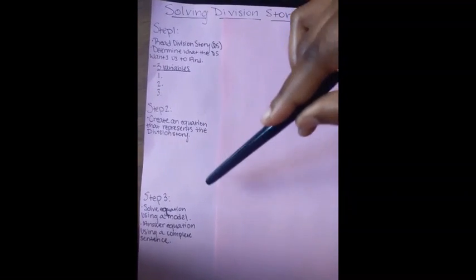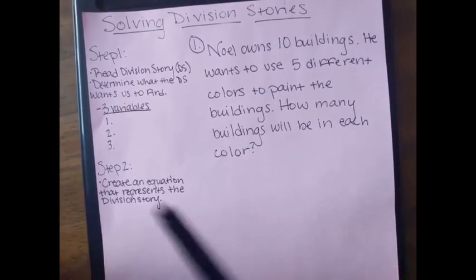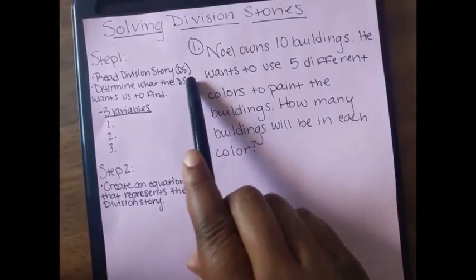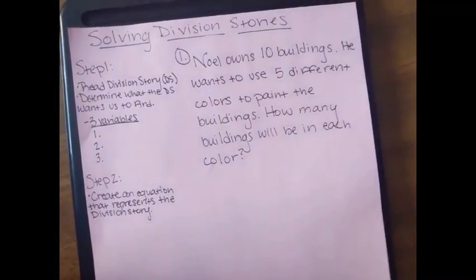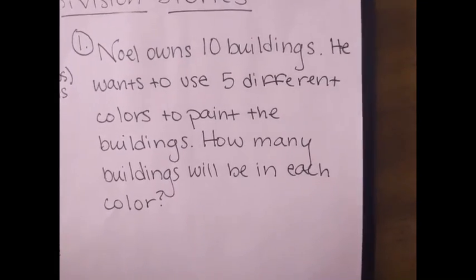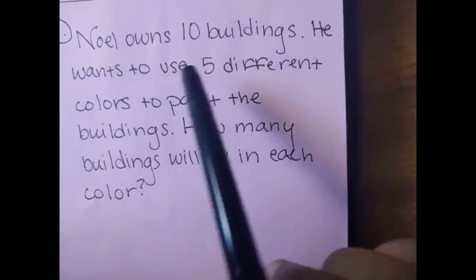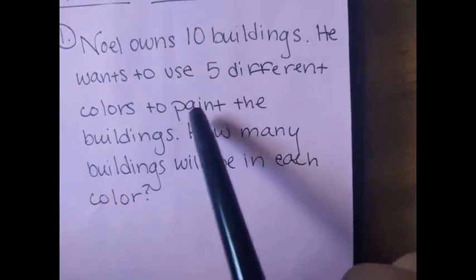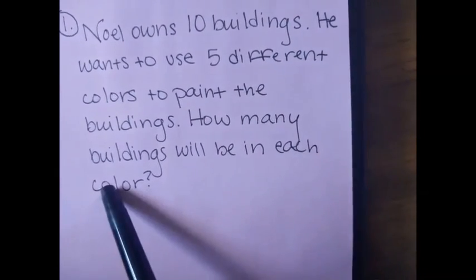Welcome back, champions. In this video, we will be discussing solving division stories using 3 easy steps. Let's begin. Step 1 tells us to read the division story and then determine what the division story wants us to find. Let's do that together. The division story says, Noel owns 10 buildings. He wants to use 5 different colors to paint the buildings. How many buildings will be in each color?